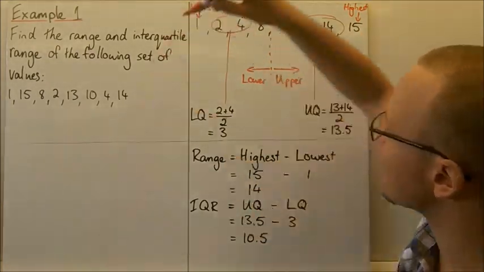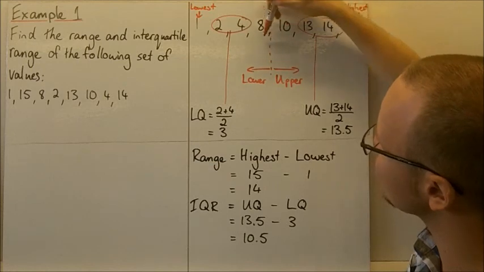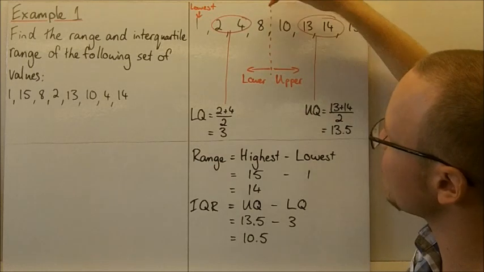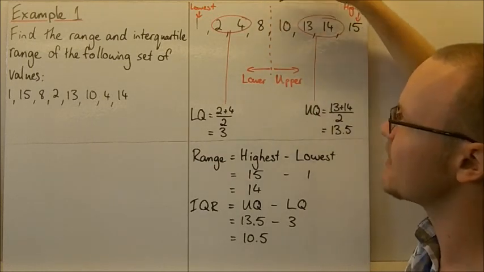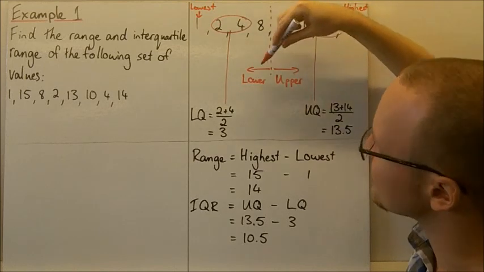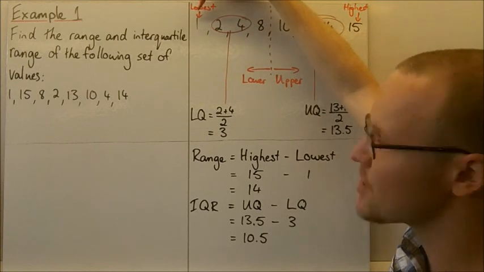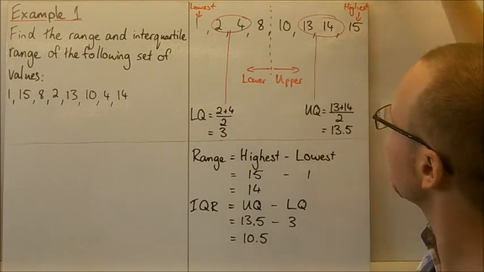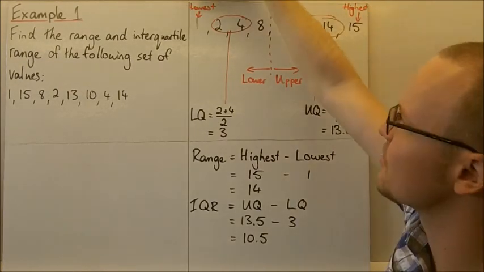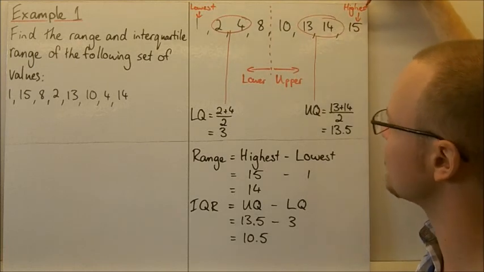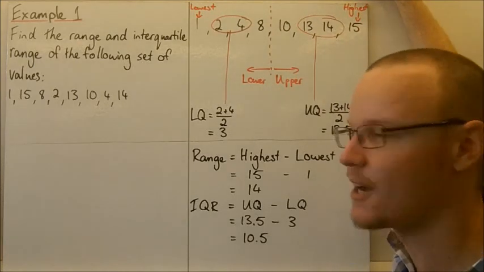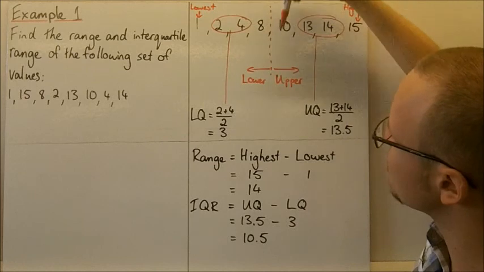So the median here would be in between 8 and 10. That's where the median would be. We need to split this into two sets of data. Okay, we split it in two. So there's the lower half and the upper half. Notice I've marked the lowest value. The lowest value is 1, and I've marked the highest value. So the lowest is on the left here, highest is on the right, and that'll help us calculate the range later. So here we've split it in two.